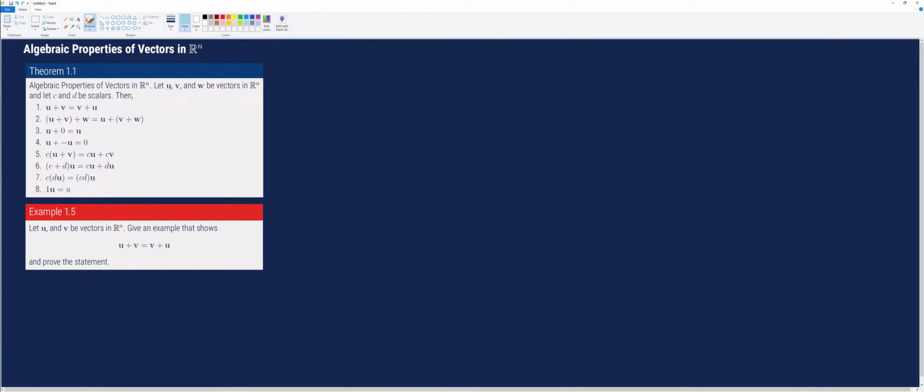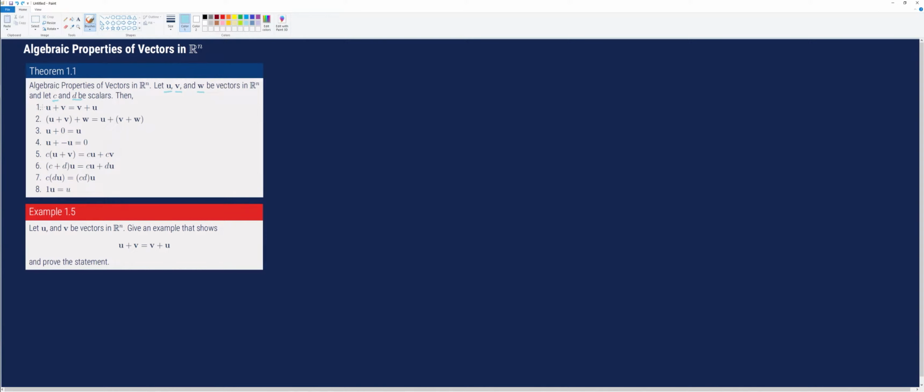Suppose we have vectors u, v, and w, and these vectors have n components. These vectors can be any vector that you can imagine, as long as its components are real numbers. Suppose further that we have scalars c and d, which are also real numbers.